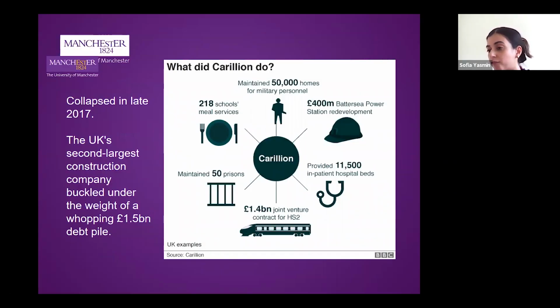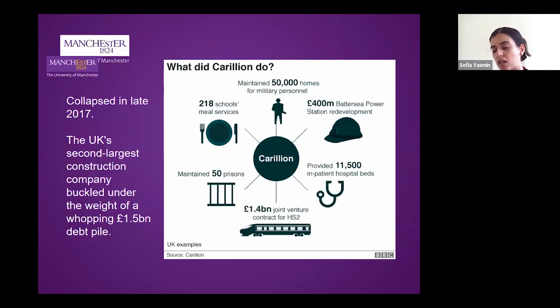Now, Carillion, if you're not aware, was the UK's second largest construction company. It collapsed in late 2017 under a whopping £1.5 billion worth of debt. It provided public services, so it was a private company that was contracted to provide services for the public sector. And as you can see in that picture, it did lots of things across a wide variety of different sectors.